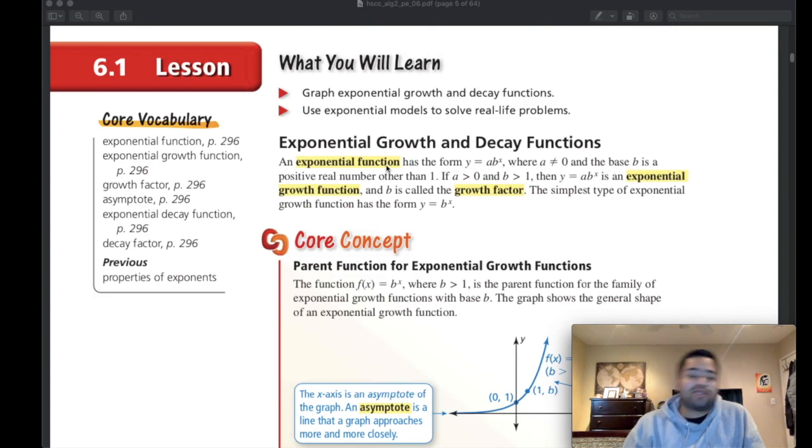But anyways, Algebra 2 students, what I want you to do at this very moment is take out your lecture notes and go ahead and get started. The very first thing that we're going to do is write down some definitions. We're going to start off with an exponential function.